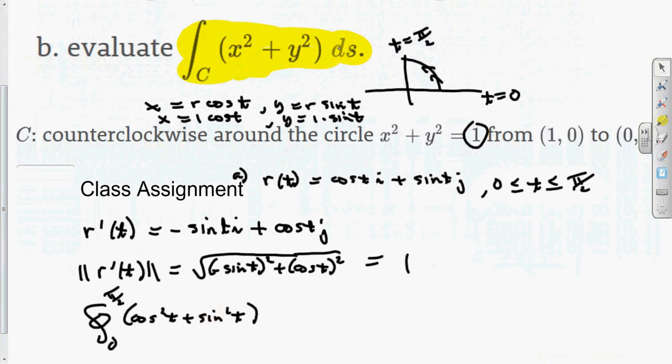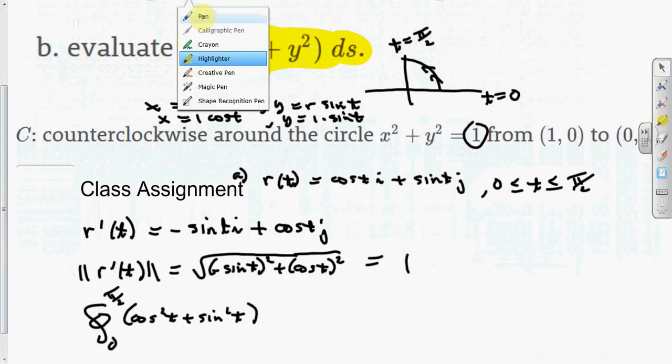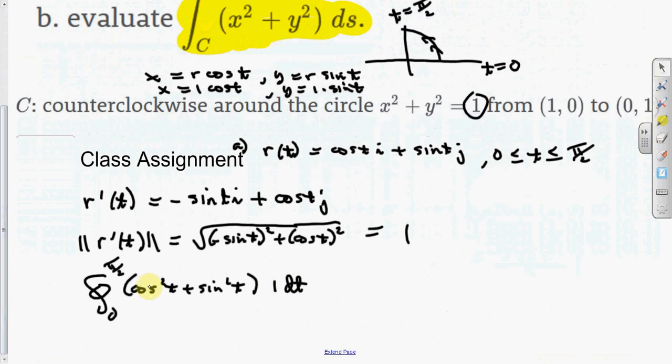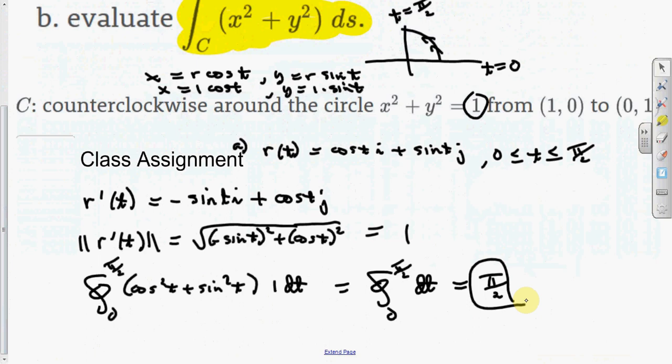Now I have to replace ds, but ds is equal to the norm of r prime times dt. We got that norm to equal 1. Right? So here, that norm is 1 times dt. If you were using theta, it'd be cosine squared theta plus sine squared theta d theta. And that's fine. So this is just the line integral from 0 to pi over 2 of dt. Do you agree with me? That's just pi over 2. Yes, sir.